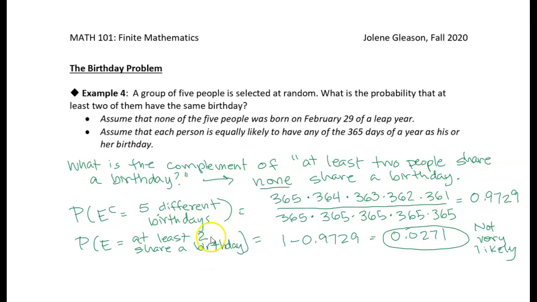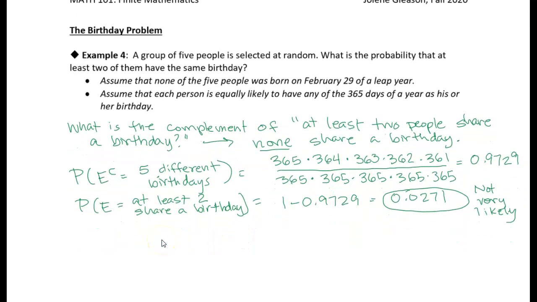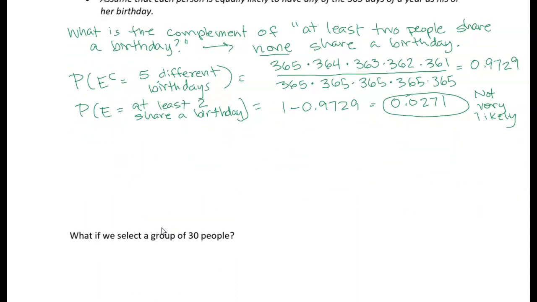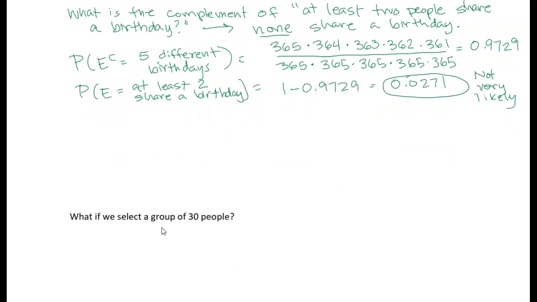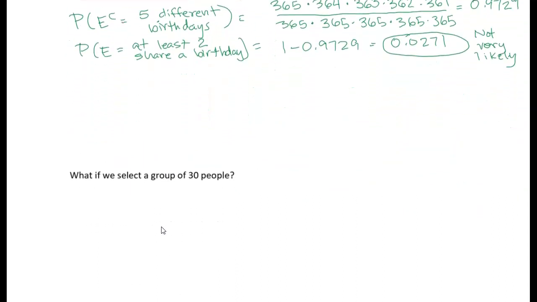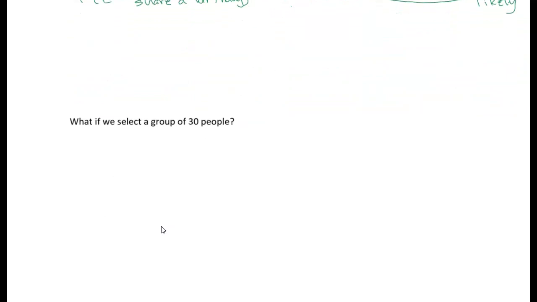Okay, you get a lot of numbers. So here we only had to multiply 5 numbers together: the permutation of 365 things taken 5 at a time. But if we selected 30 people, then we'd have a different story. Let's take a look at what happens if we were to select 30 people.